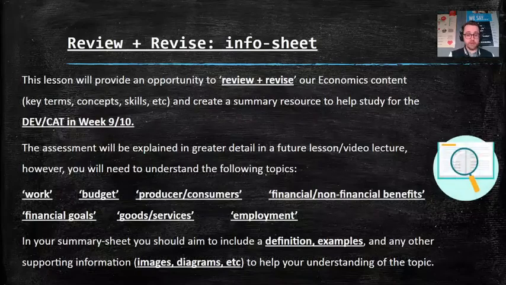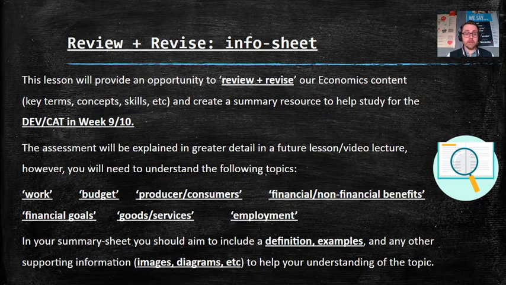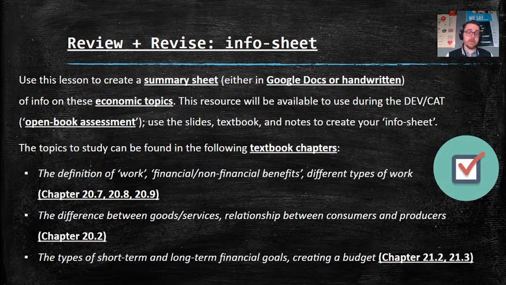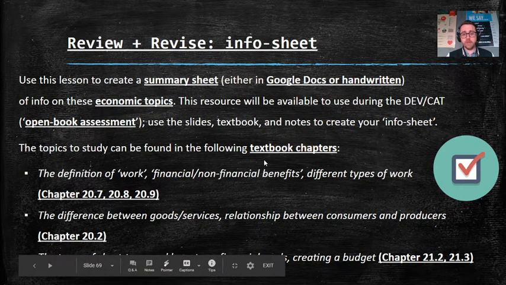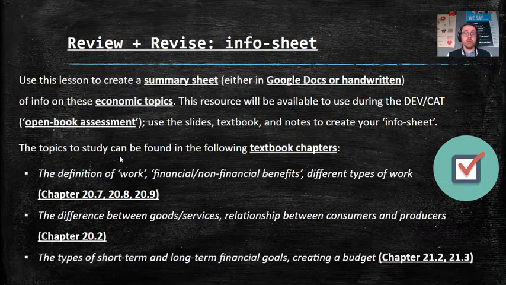So of these topics on the previous slide that you'll be including and you need to study for the Cat, obviously information is in the slides, but I've also gone ahead and tried to show you where in the textbook you can go to find the specific topics. So the topics of study can be found in the following textbook chapters. So the definition of work, financial and non-financial benefits, so why we work, and then the different types of work, that can be found in these chapters here. So chapter 20.7, 8, and 9.